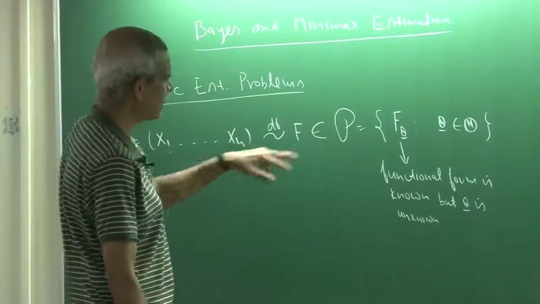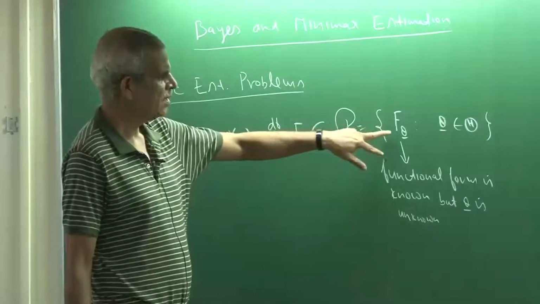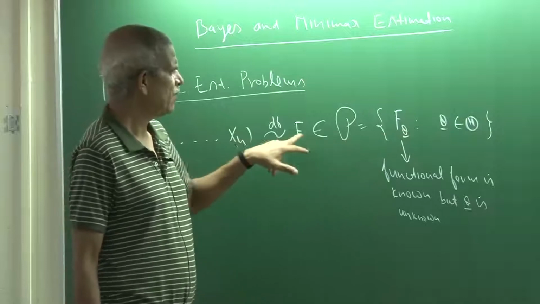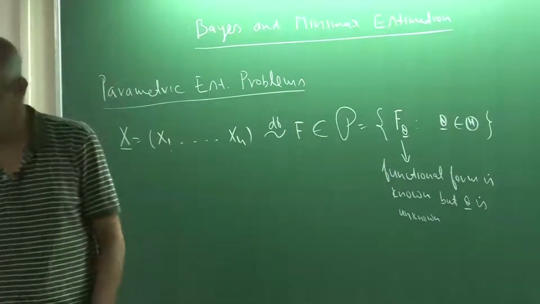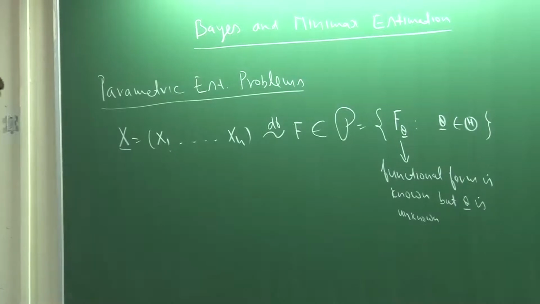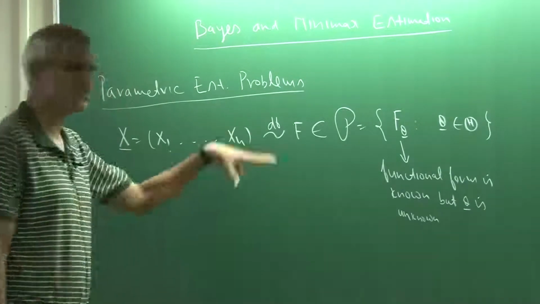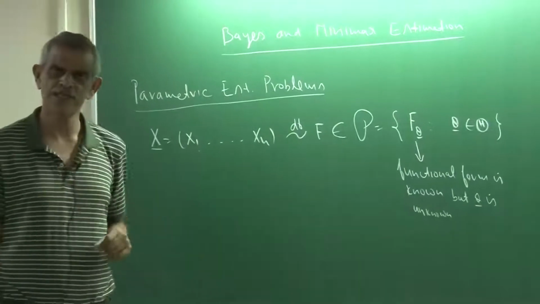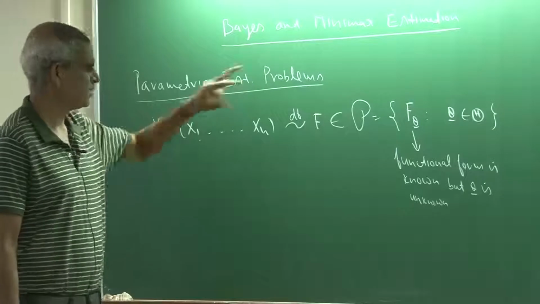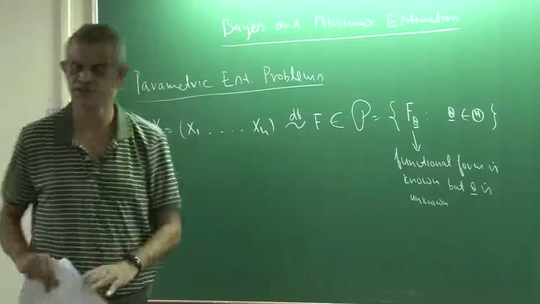Of course, in a non-parametric statistical inference problem, even the functional form of f theta may not be known. So what you have is an f which belongs to a family P. At best, you may know that f is absolutely continuous. But we are not going to deal with non-parametric estimation problems here. We are just dealing with parametric estimation problems.